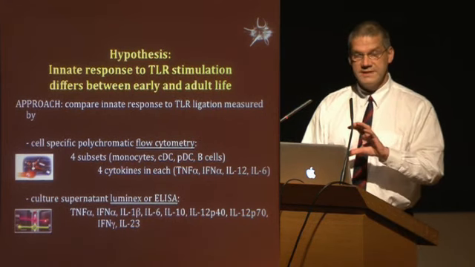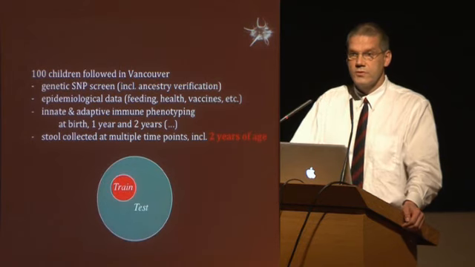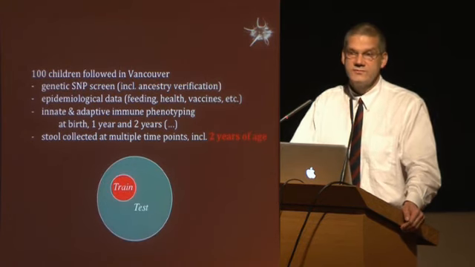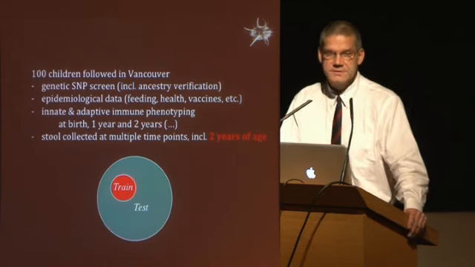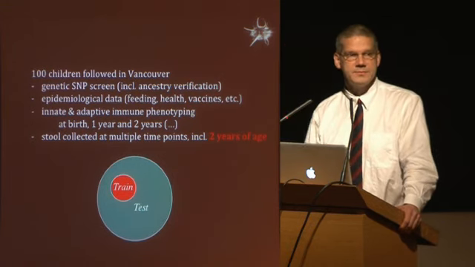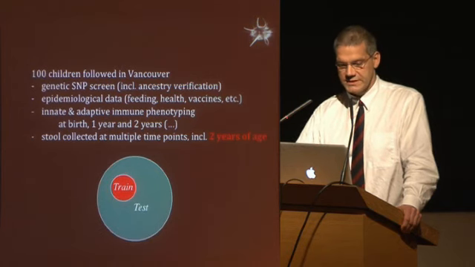And for the purpose of the data that I'm showing you today, we did this in a cohort of about 100 children, all of them born in Vancouver, all of them born by cesarean section without sign of any inflammation around birth. We also completed a genetic screen on them, SNP screens of a total of about 750 SNPs, all positioned within the innate pathways that we were interested in, including some ancestry verification SNPs.